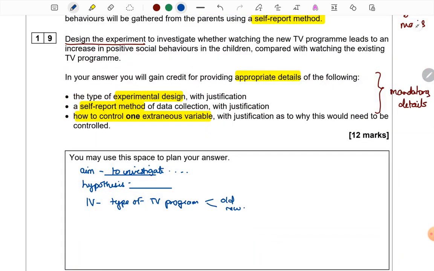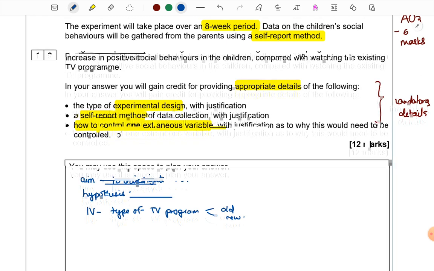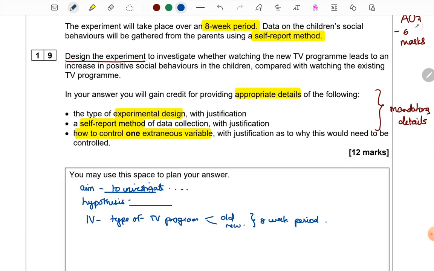That is clearly given. Not only that, it has been operationalized in terms of that they will have to watch that program over an 8-week period. So we don't have any contribution here. It's not an element that we need to design per se. It's already given in the question.